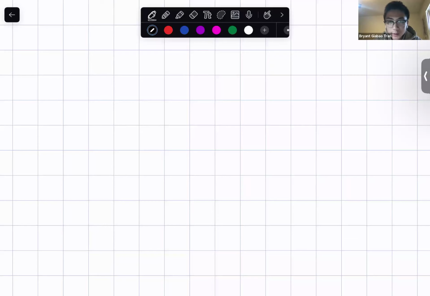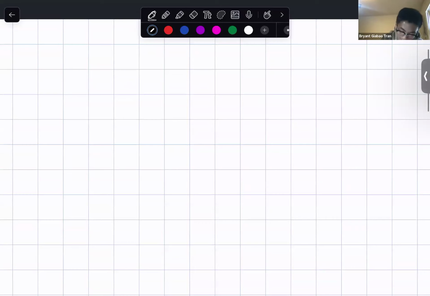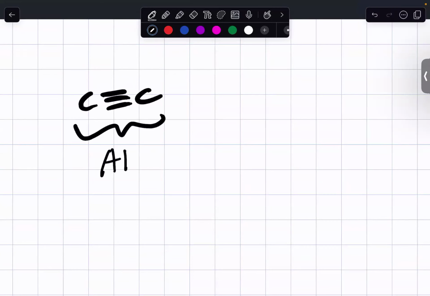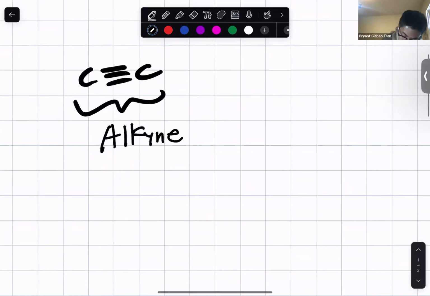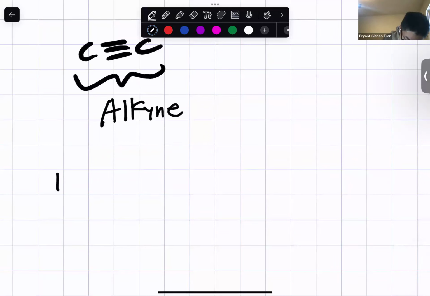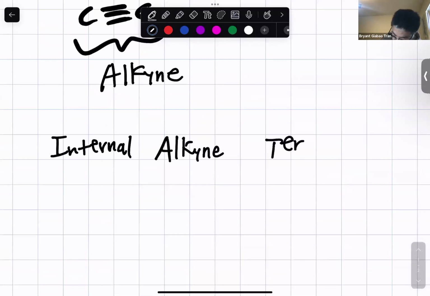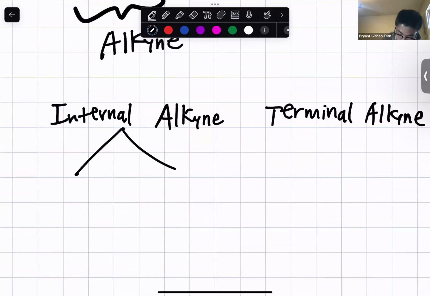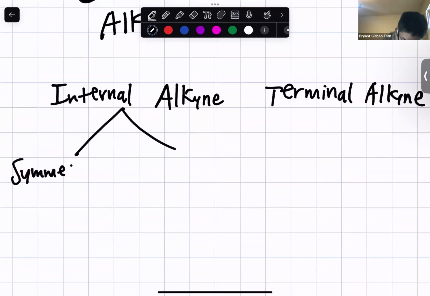Yeah, okay. So the next chapter is the alkyne, which is the triple bond between two carbons right here. That is an alkyne, right? And there are two types of alkynes. There is an internal alkyne, and there is a terminal alkyne. An internal alkyne can be split into two different things. It could be a symmetrical internal alkyne, or it could be asymmetrical.